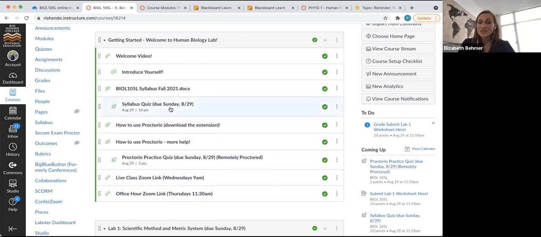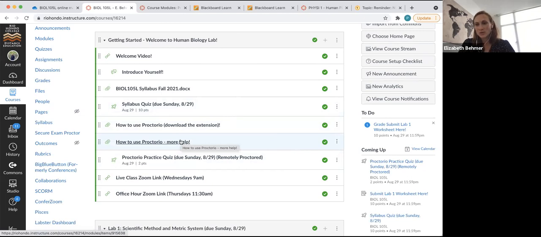You do have a syllabus quiz that's due by this Sunday. So you'll notice all of your assignments are due by Sunday at midnight. So just keep that in mind. Everything's due by Sunday at midnight. I always keep that the same. So your syllabus quiz, you can use your notes, unlimited attempts, and the Proctorio practice quiz are both due by Sunday at midnight. And there's information on how to use Proctorio.